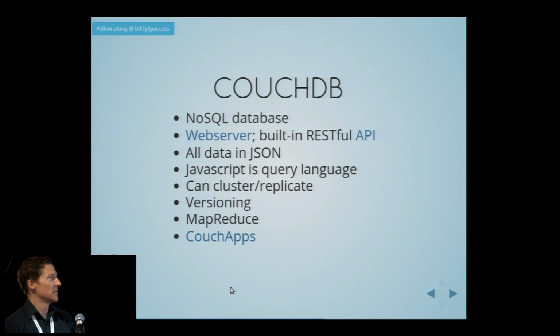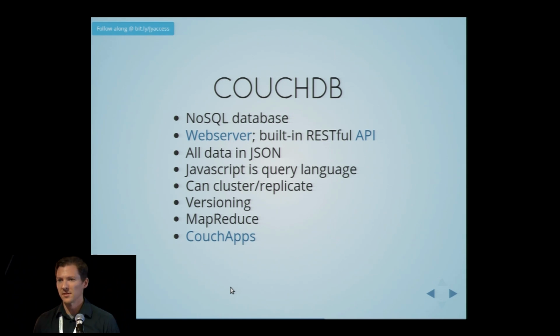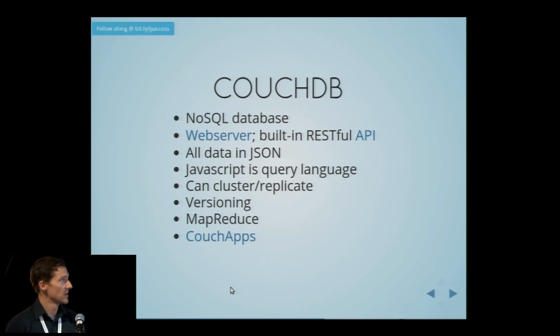It's got a built-in RESTful API. All the data's in JSON. JavaScript is the query language. CouchDB can cluster and replicate, and Couch isn't alone in this. There are a lot of other similar databases, MongoDB, Redis. Oracle has a NoSQL database.